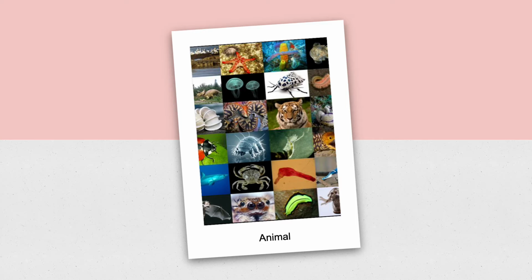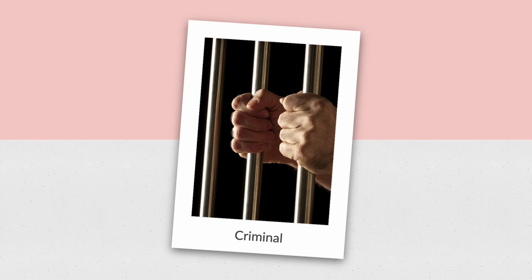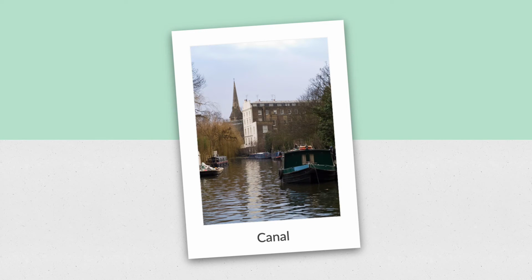Animal. The A is generally pronounced A. Criminal becomes criminal. Remember, the I is pronounced as an E, so we have cri rather than cri, mi rather than mi, and nal rather than no. Criminal. Canal becomes canal. The A again is pronounced A, and you have two of them, so it's canal.